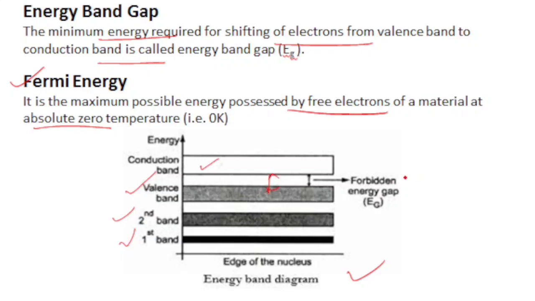The gap is called the forbidden energy gap, and the electrons in the valence band require this amount of energy to move from the valence band to the conduction band for conductivity. So this much energy is required to move an electron from valence band to conduction band, then only conduction takes place. So this is the energy band diagram.